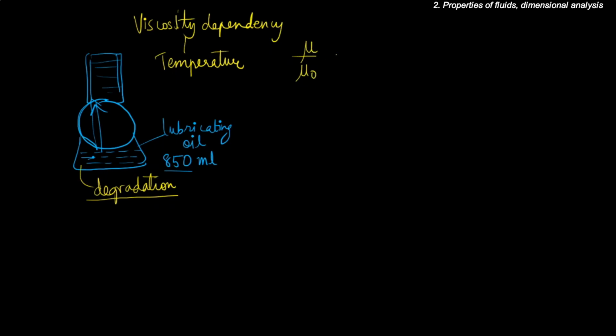So there are certain relationships between viscosity and temperature, and the simplest relationship is that viscosity varies in such a way that mu upon mu naught is T upon T naught raised to n, where mu naught is the viscosity at the temperature T naught.